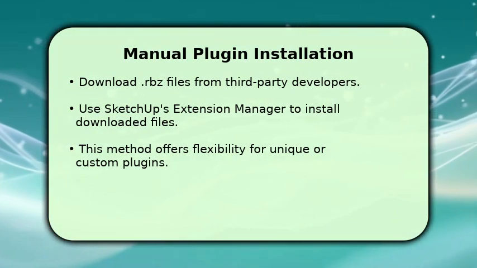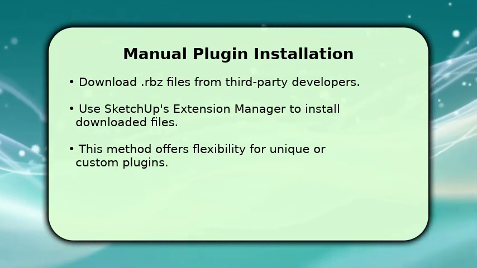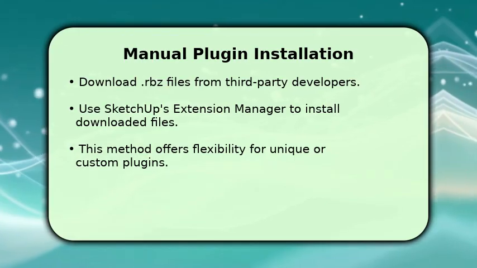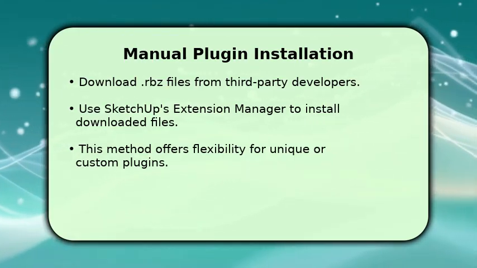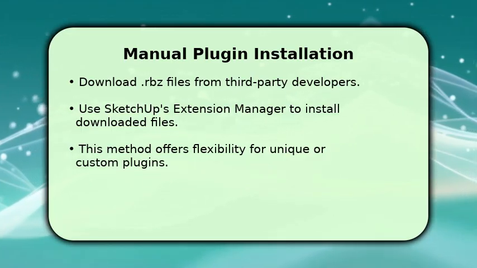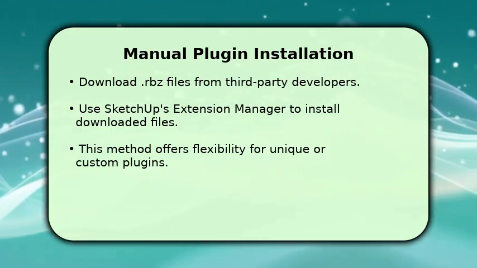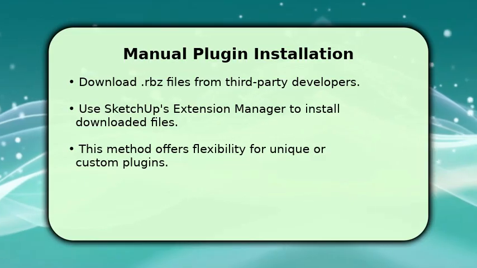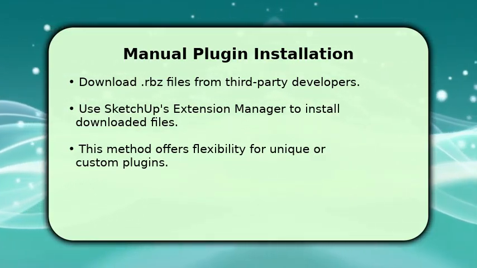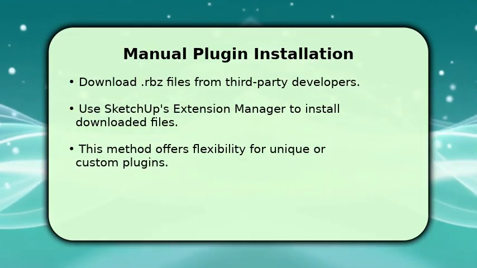Sometimes, you might need to install plugins manually, especially if they are from independent developers or not yet in the extension warehouse. This involves downloading an RBZ file, which is SketchUp's plugin package format. You then use the extension manager within SketchUp to install this file. This process gives you greater control and allows access to a broader range of specialized tools.